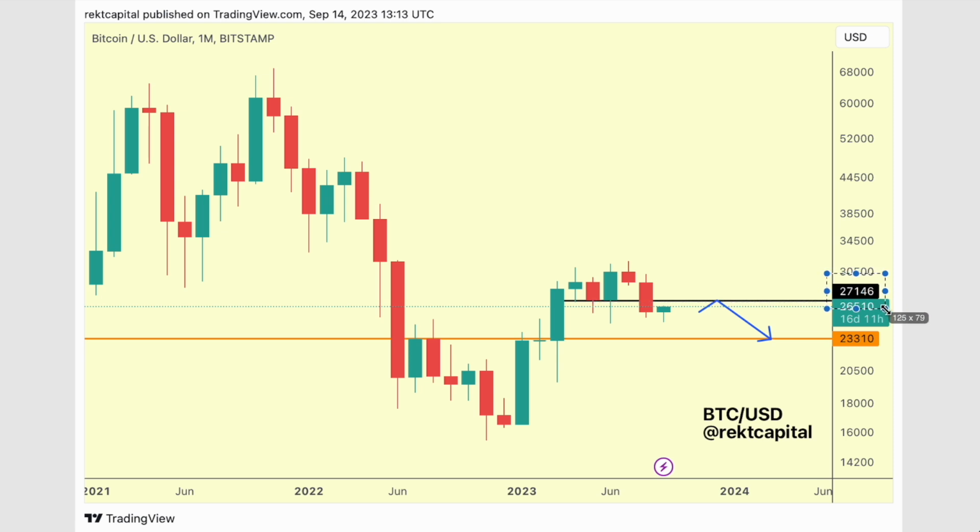And what's interesting about that is that 27,200, roughly speaking, is this old support which could be turning into new resistance, because we broke down this past August below that level of support, and we might be relief rallying into this level of resistance. And this is something I talked about in a previous video, so feel free to check that one out if you haven't already.